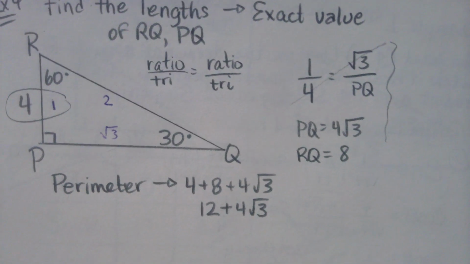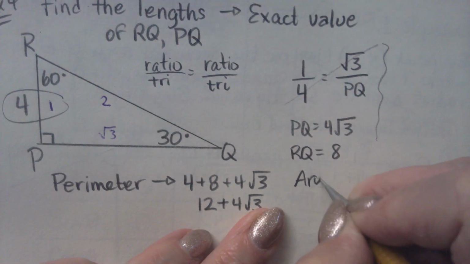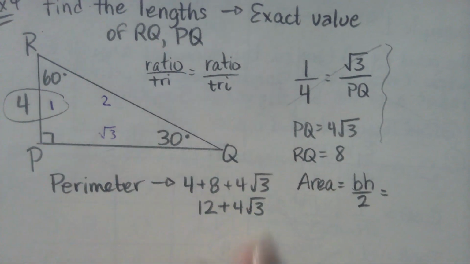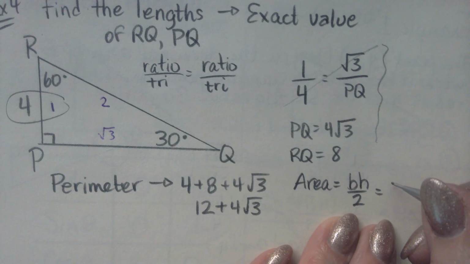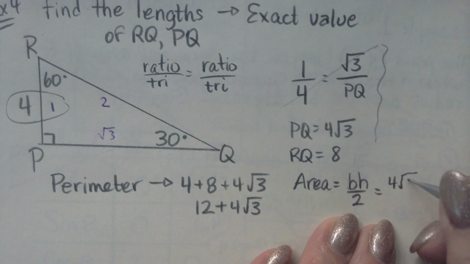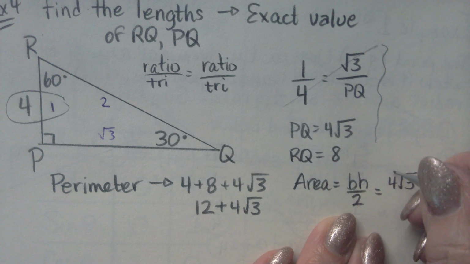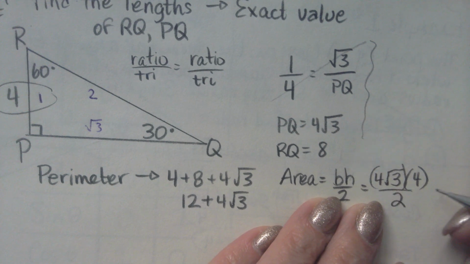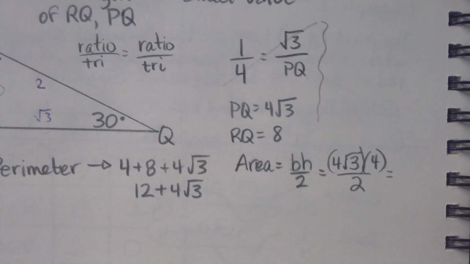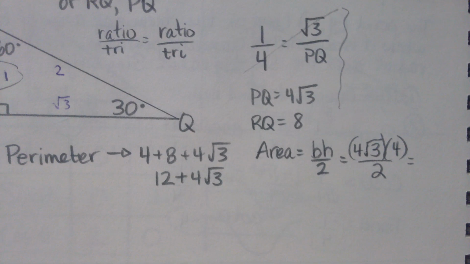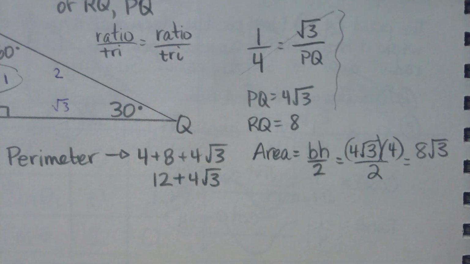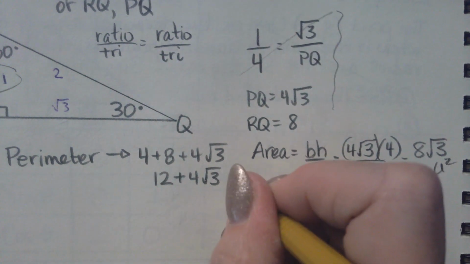If I want area, base is 4 root 3 times the height of 4 divided by 2 gives me 16 root 3 divided by 2, which gives me 8 root 3. And this could be units squared and units.